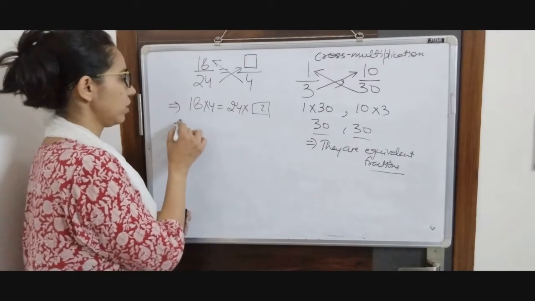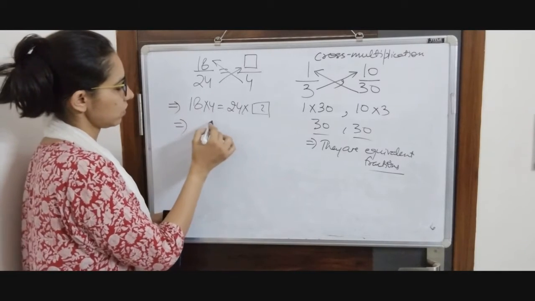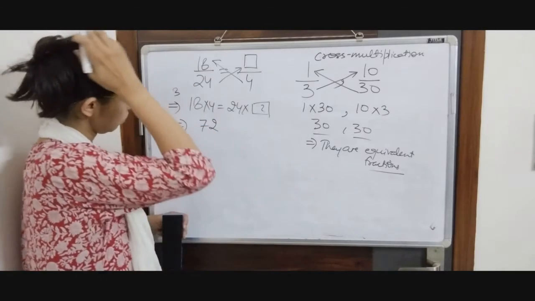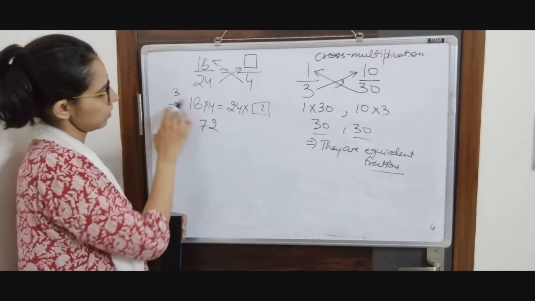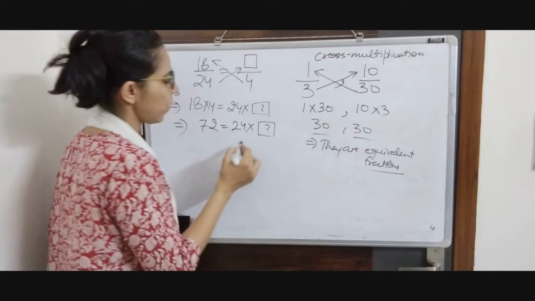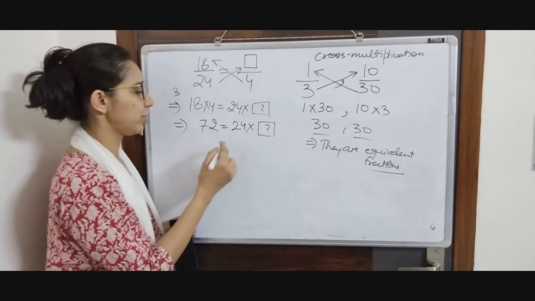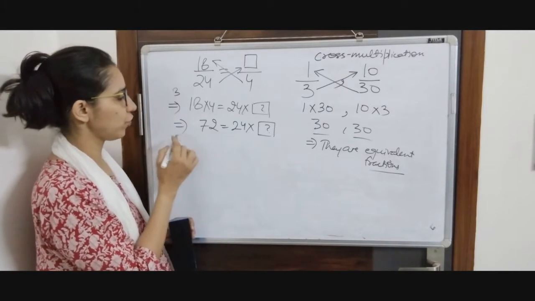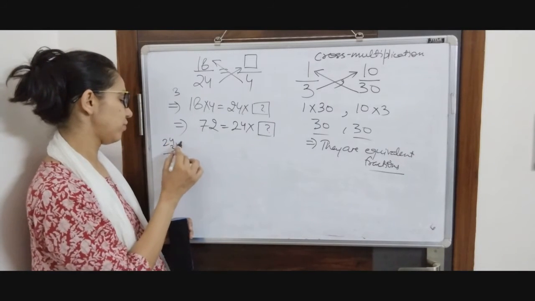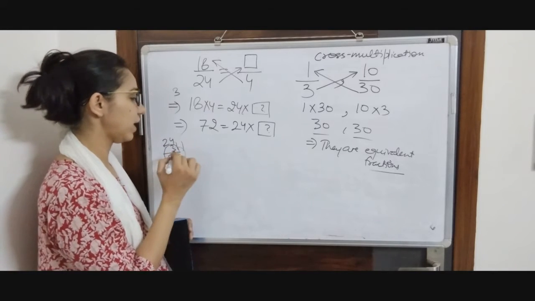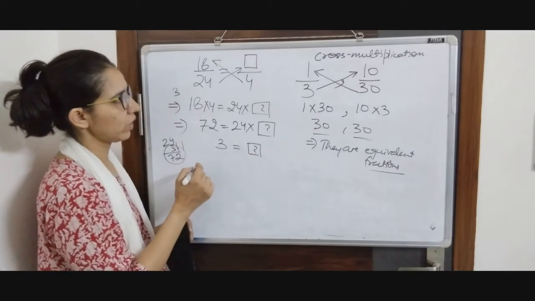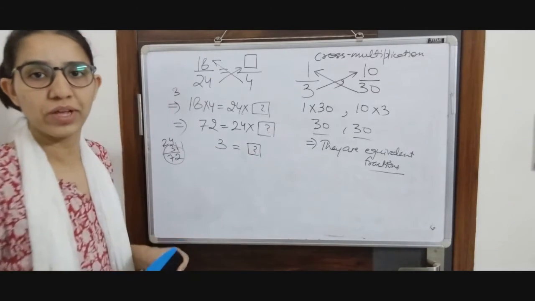So this is going to be 18 into 4, 72, is equal to 24 into this number, okay. So by what number should I multiply 24 to get this? Suppose we multiply 24 by 3: 4 3s are 12, 3 2s are 6 plus 1, so I should multiply this number by 3. So this number is going to be 3, okay. Similarly, we can find the other questions as well.